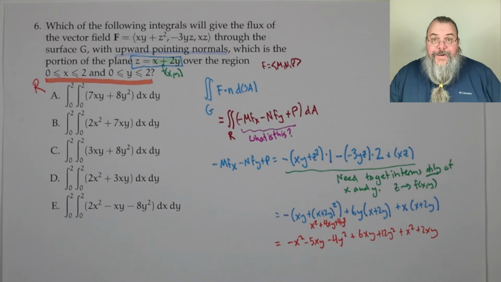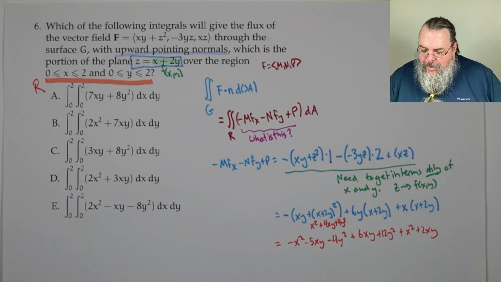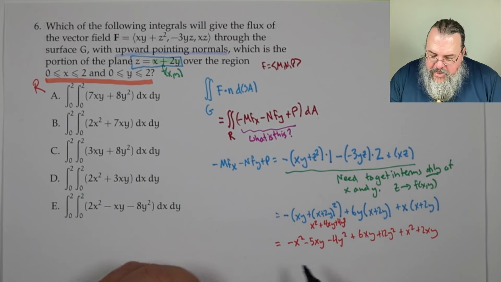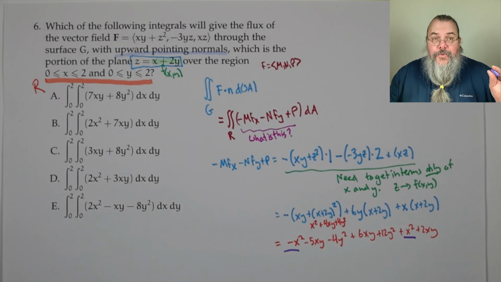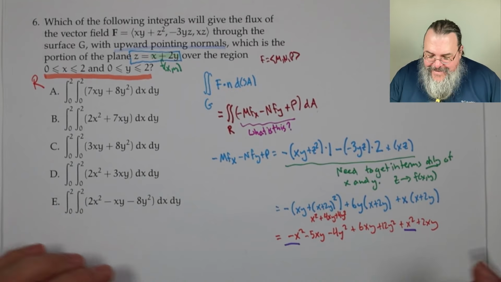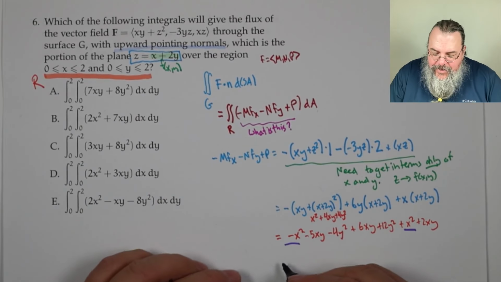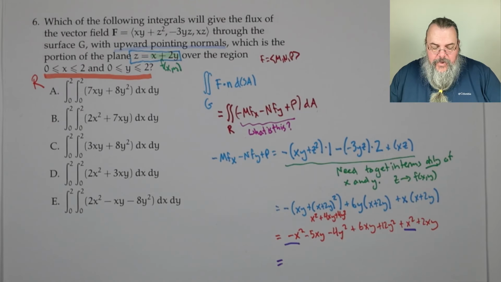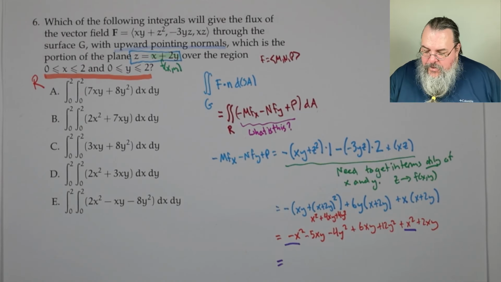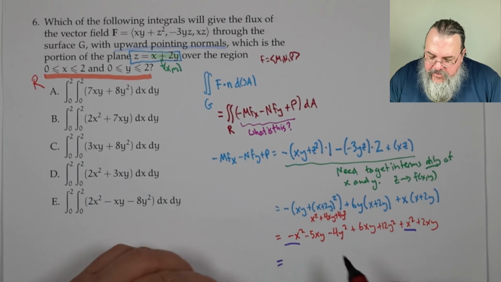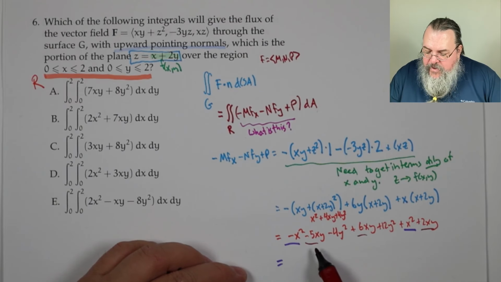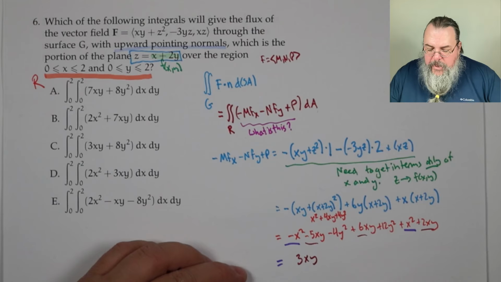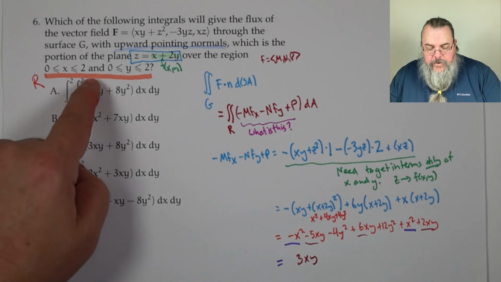Okay, so we start gathering. Well, there's a minus x squared, there's a plus x squared. Gone. Cancel. Nice, nice. Okay, so there's no x squareds left. All right, now, what else do we have? Well, we have a minus 5xy, a plus 6xy, and a 2xy. Well, minus 5 plus 6 plus 2 will give us 3xy. So we're already looking for a 3xy.